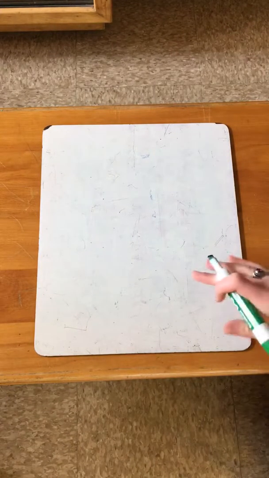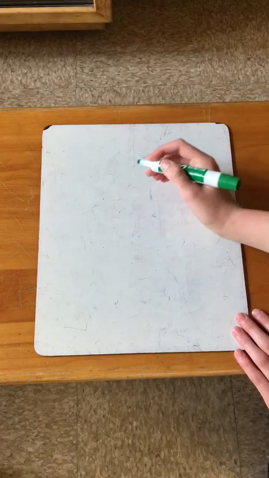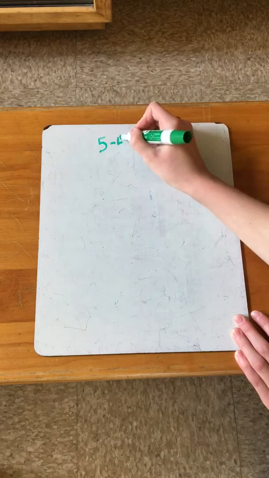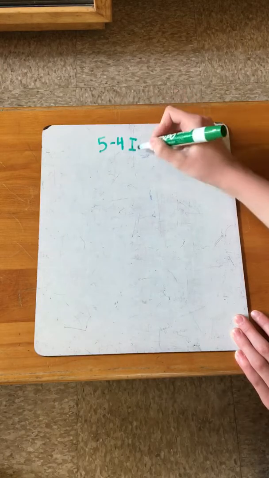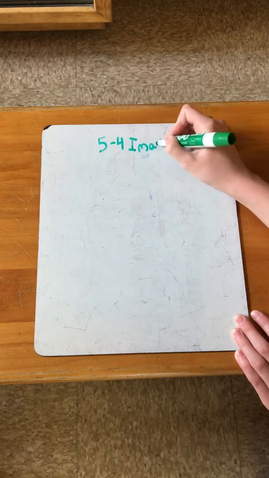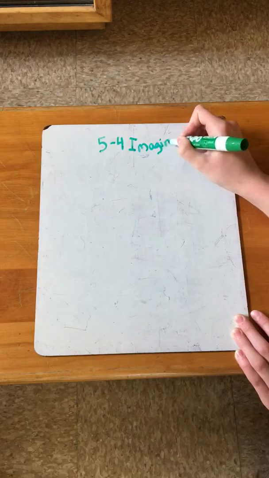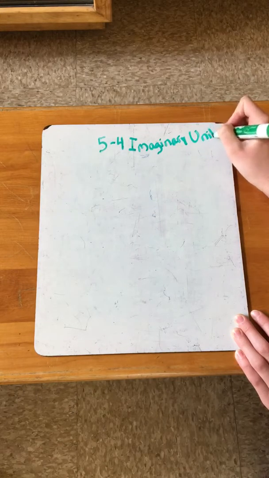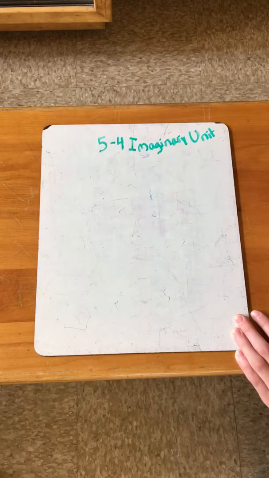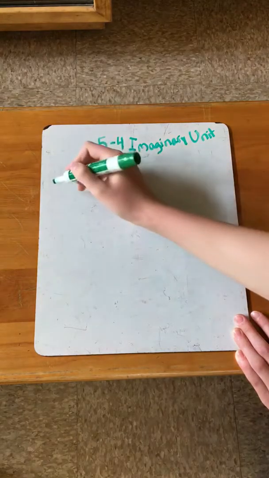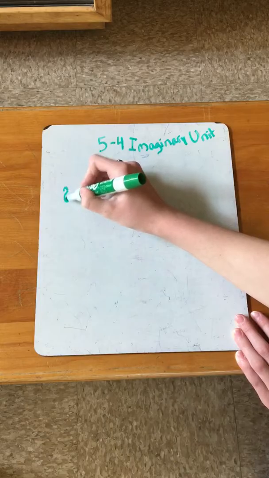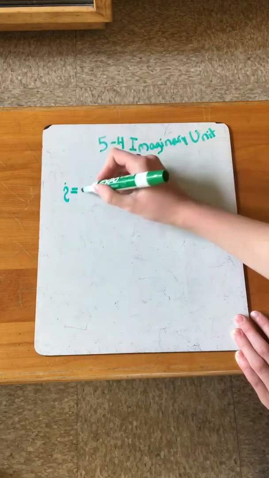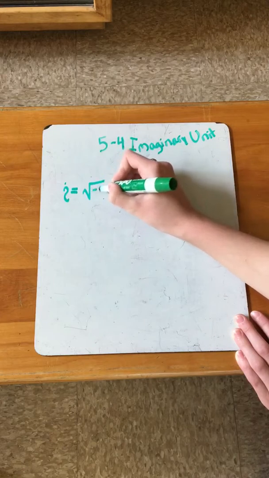All right, we're going to be teaching you the imaginary unit, which is 5-4 in the notes. This unit is about the imaginary number, which is described by the letter i, and it's typically in script. And i stands for the square root of -1.